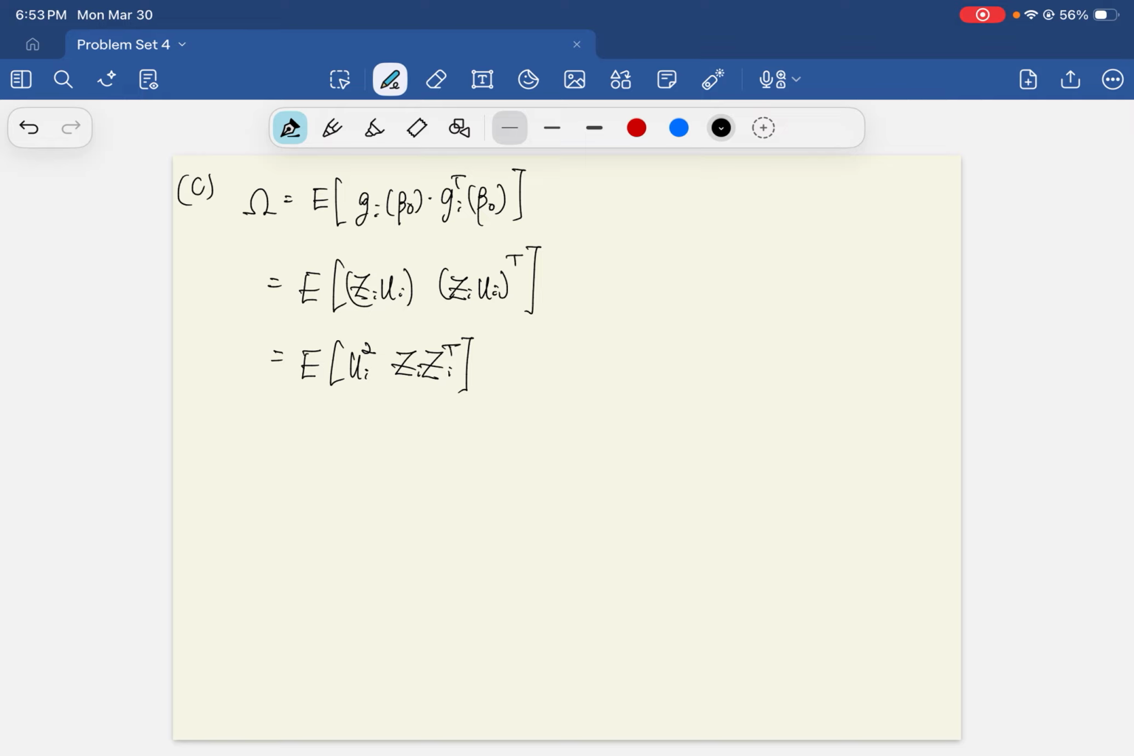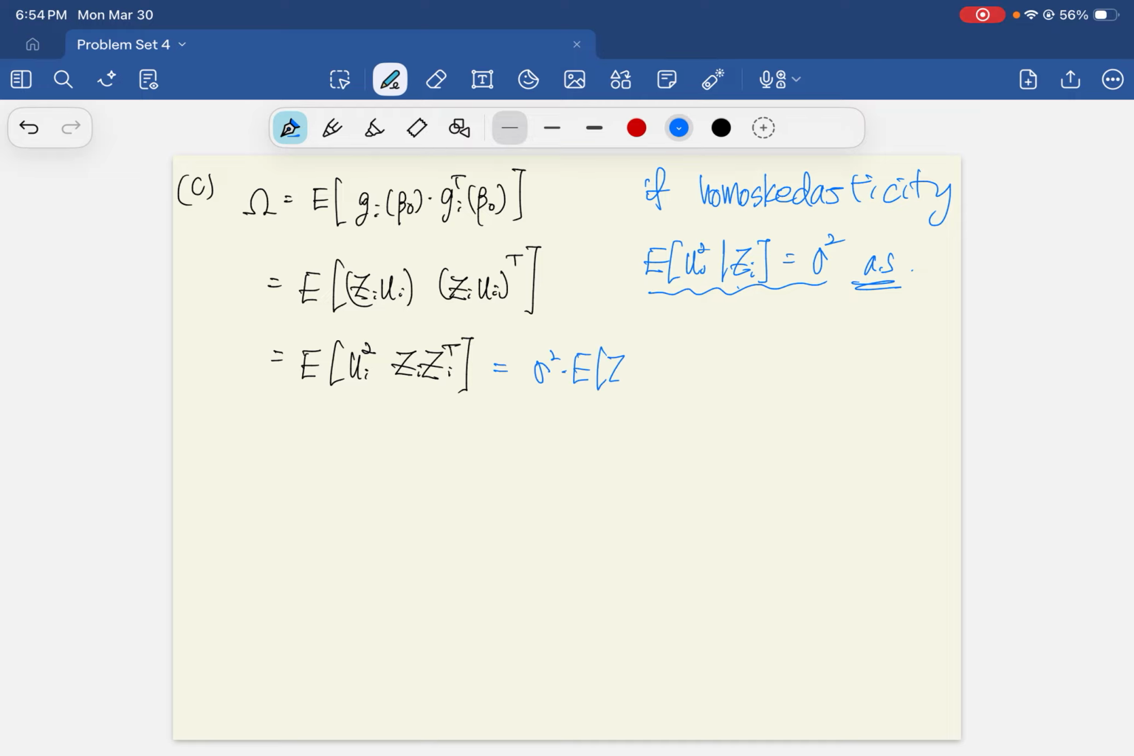But often later we may use it if homoscedasticity is assumed, that means the variance of u given z is always fixed as sigma squared almost surely. Almost surely means for any z. If you have this, then you may simplify this like this. So this is another interesting problem, and we will think about it later.